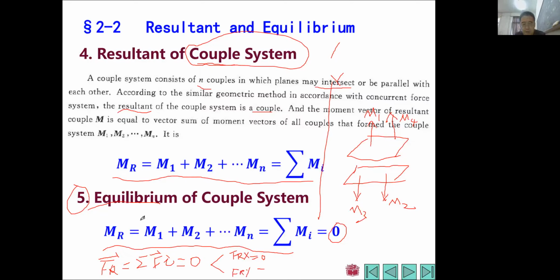So we will find the equilibrium condition of a couple system is very simple compared to this one, because it only has one equation, right? That means if this body system is in equilibrium under this couple system, its rotation effect is 0. Just like there are no couples exerted on the body or the body system, right?